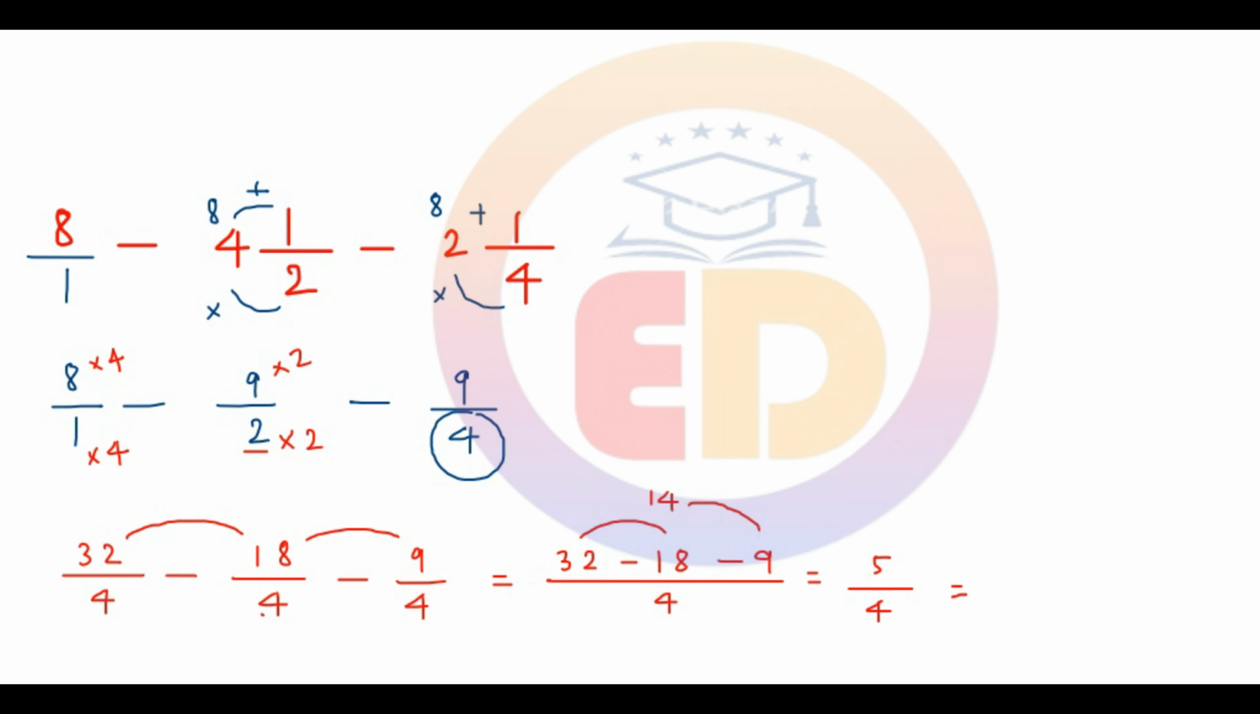5 upon 4 is an improper fraction. I can convert it into a mixed fraction. Divide 5 by 4. 4 ones are 4. Subtracting, I get 1. In mixed fraction, it will become 1 whole 1 upon 4. You can choose your answer based on the option, either in the improper or in the mixed fraction. Answer here will be 1 whole 1 upon 4.